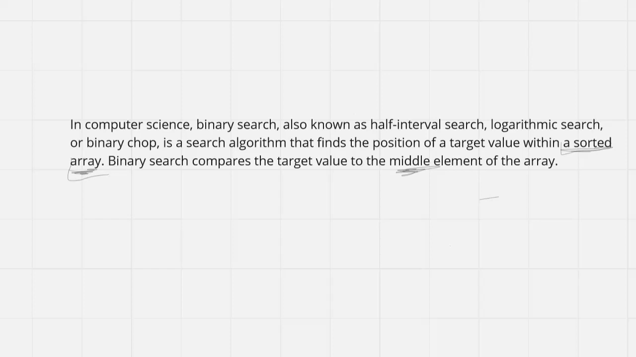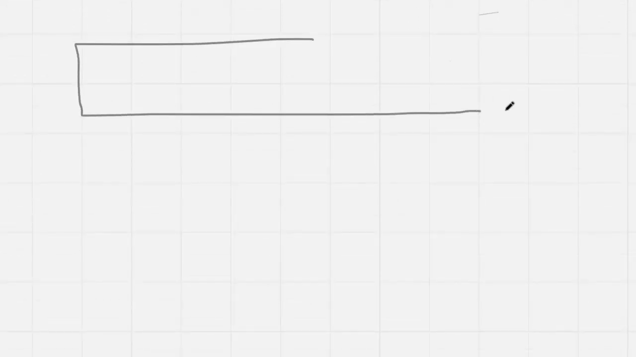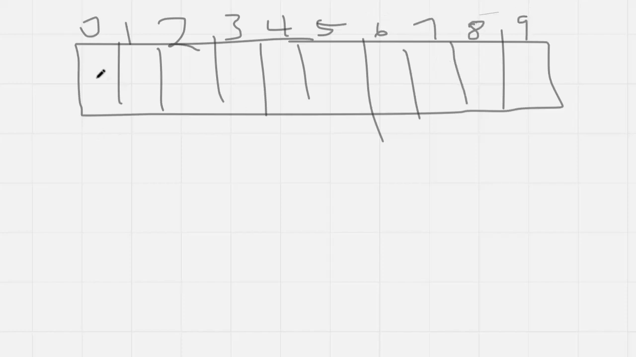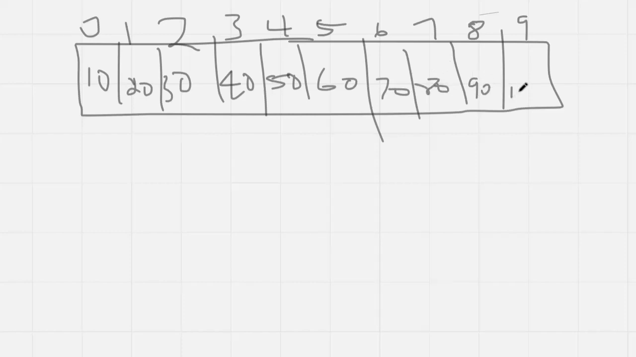All right. Now, to elaborate further on this, I'll just show you in this way. If we are given an array like this, if we have been given an array from 0, 1, 2, 3, 4, 5, 6, 7, 8 and 9, and then maybe we had 10, 20, 30, 40, 50, 60, 70, 80, 90, and 100.